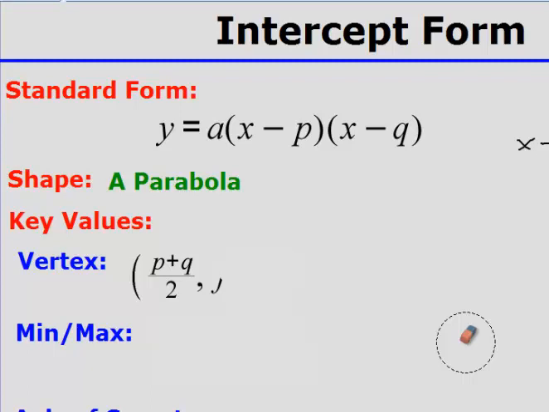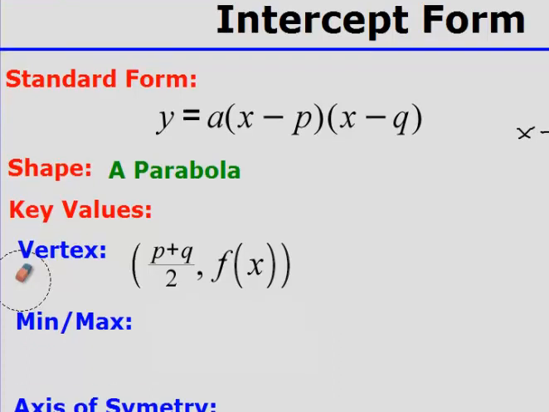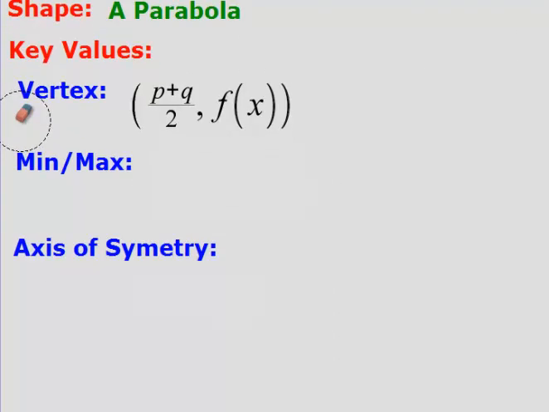So for the vertex, once I get the x-coordinate, what do I do with it? Plug it back in. So I find the y by evaluating my f of x. The x-coordinate is p plus q over 2. Once I get the x-coordinate of the vertex, I plug it back in to find the y that matches with it. Everybody all right? When do we get a minimum? When a is what? Greater. Maximums are when a is less than zero, right?